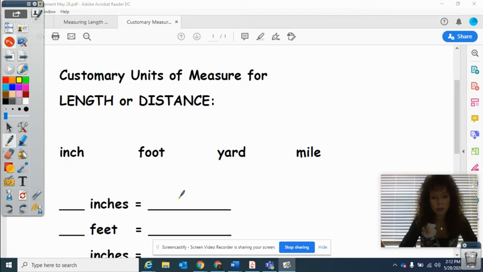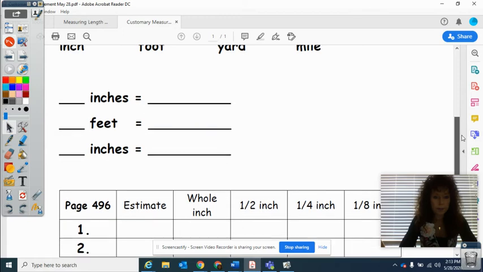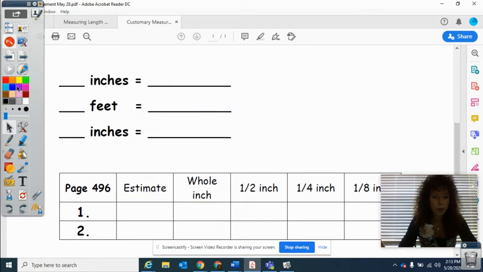Okay. And we can also change from inches to feet, and we call that converting. So sort of like with time, if you have 60 seconds, that equals 1 minute. If you have 60 minutes, that equals 1 hour. So we're converting between units of measure, and we can do the same thing with measuring distance. And so let me scroll down a little bit.